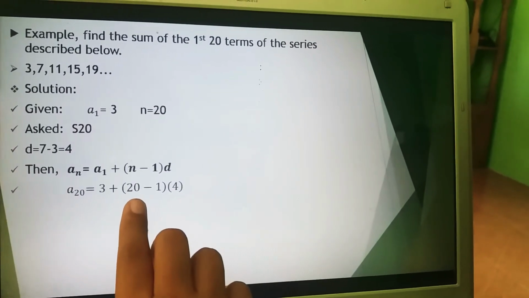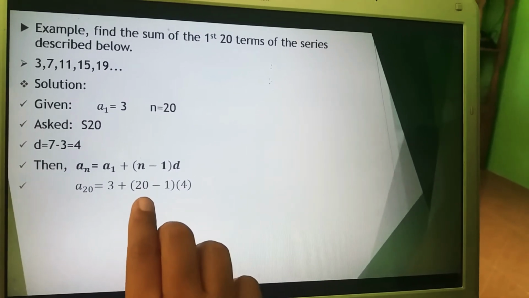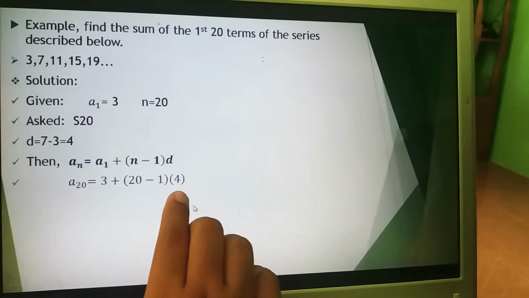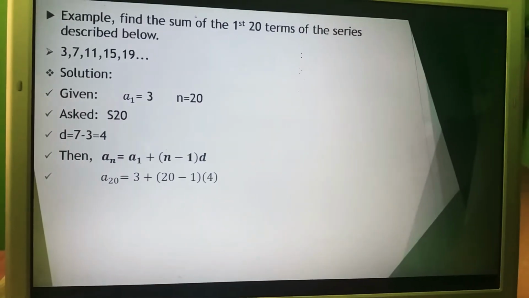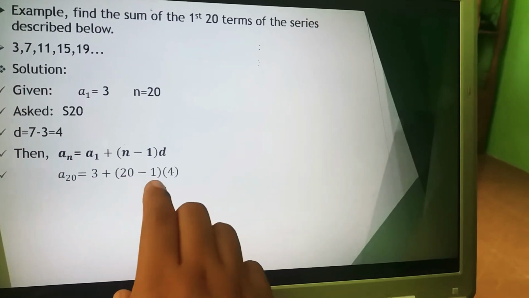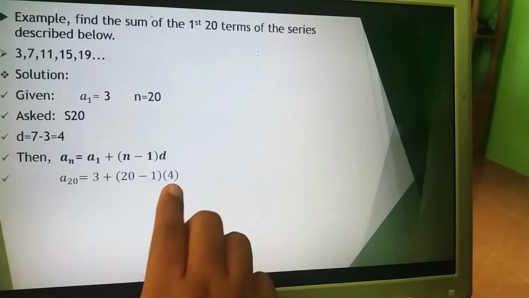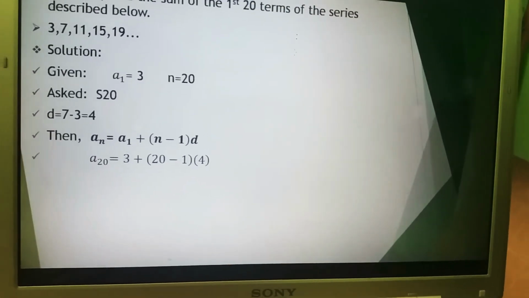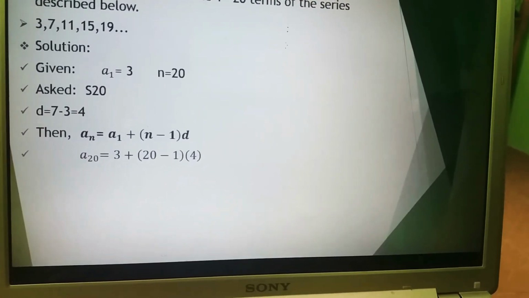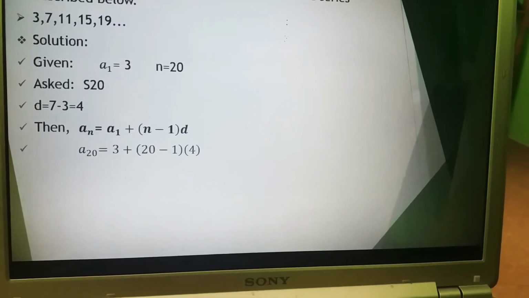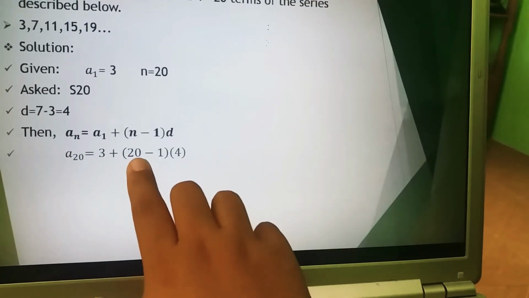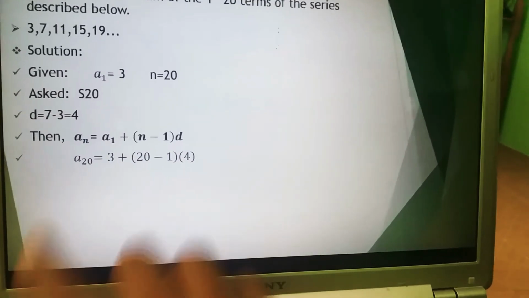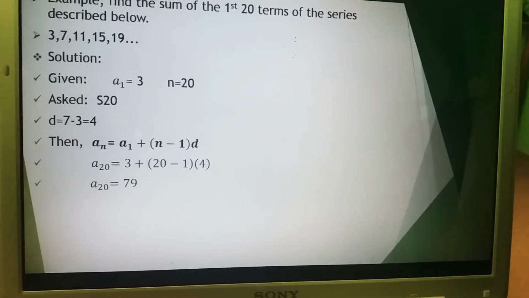We just need to substitute the given data. So, we have 3 plus 20 minus 1 times 4. 20 minus 1 is 19. So, 19 times 4 is what? 9 times 4 is 36, so 19 times 4 is 76. Plus 3, that is equal to 79.